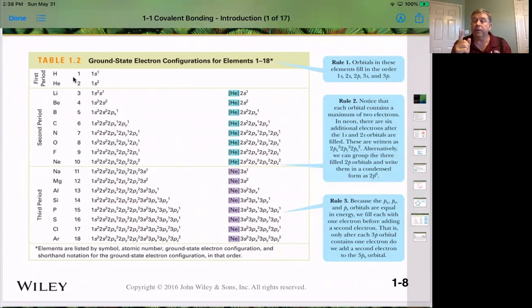As we fill from the bottom up, hydrogen only has 1 proton, and therefore in its neutral state it has 1 electron. That means that 1 electron has to be in the first energy level, in an s orbital, and there's only 1 electron. So that would give us our 1s1 configuration.